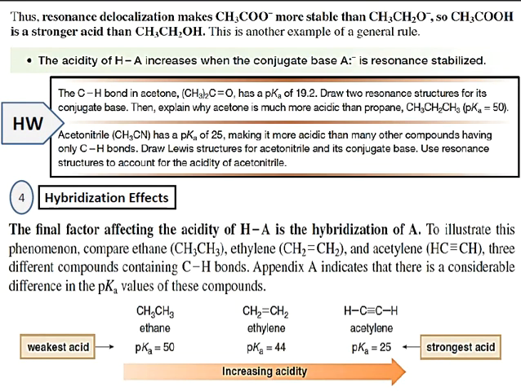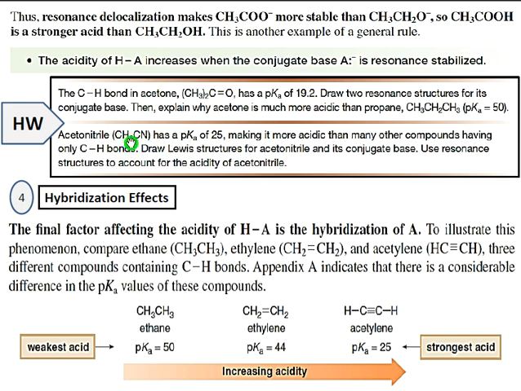And again, resonance delocalization makes CH3COO minus more stable than the other conjugate base, from ethanol, because the negative charge is delocalized over two or three additional atoms. Okay, here is the homework for you. Try to solve this homework. And the fourth effect is the hybridization effect.